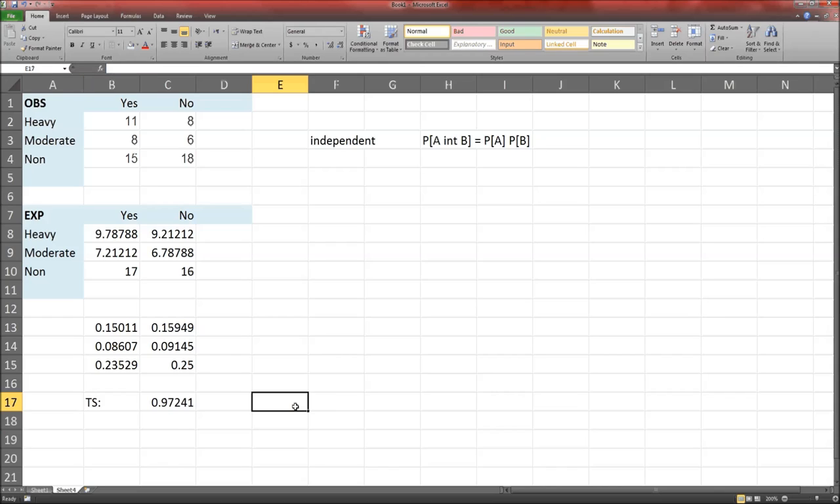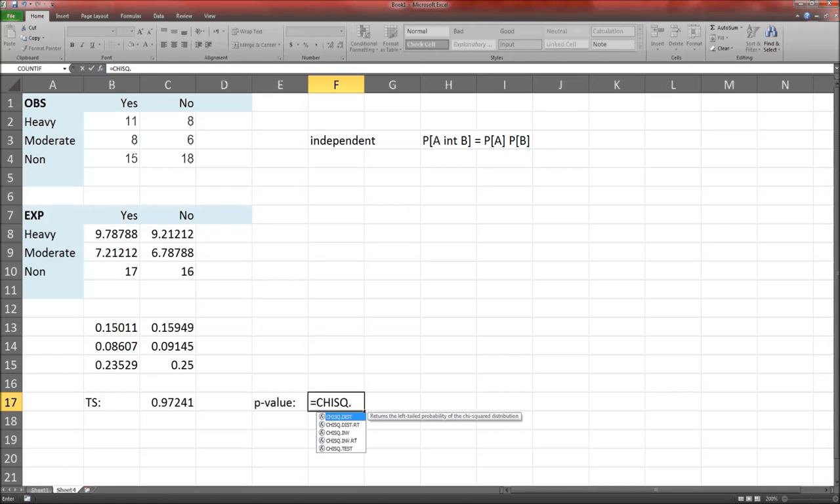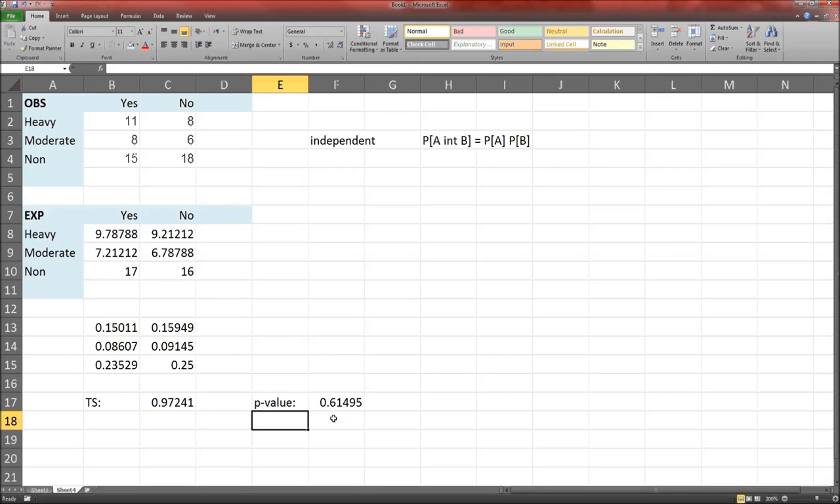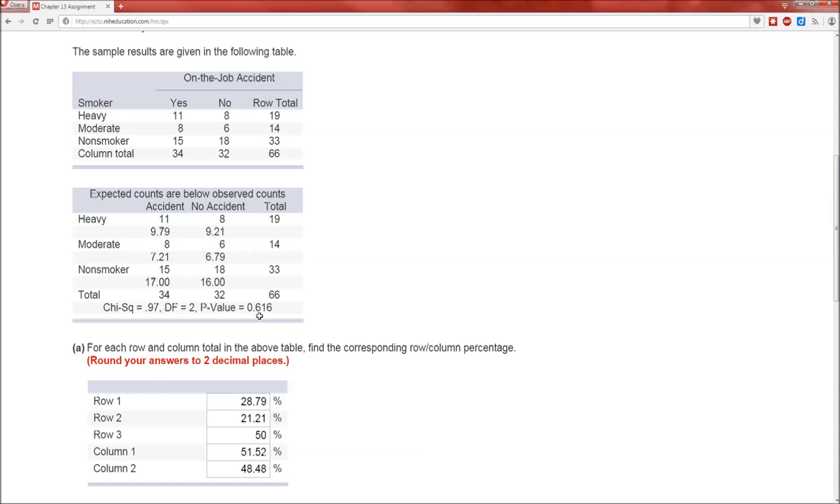Now we can calculate the p-value. This is a chi-squared probability, so dist. And we do want just the right tail. It takes two things, the test statistic and the number of degrees of freedom. Remember, the number of degrees of freedom is the number of rows minus 1 times the number of columns minus 1. 3 minus 1 times 2 minus 1. So the p-value is 0.61495, 0.616. Considering everything, really happy that we got pretty close.